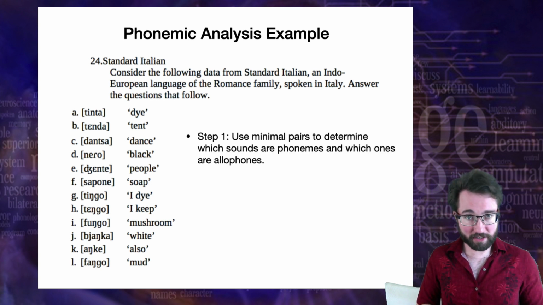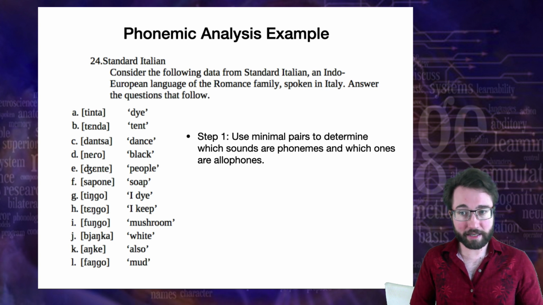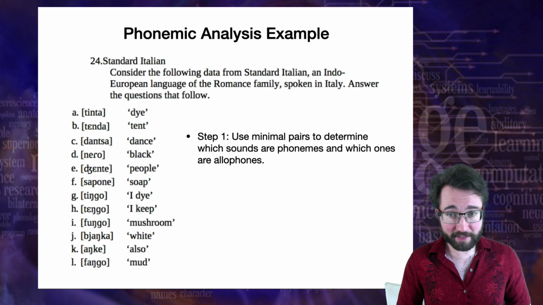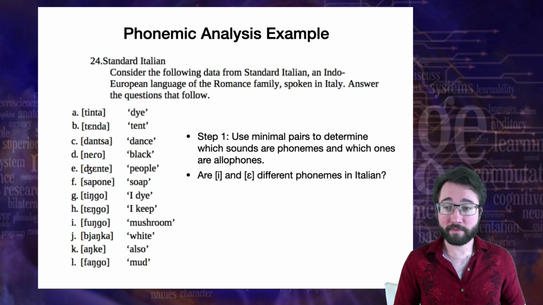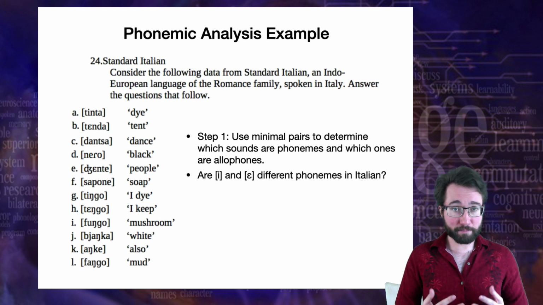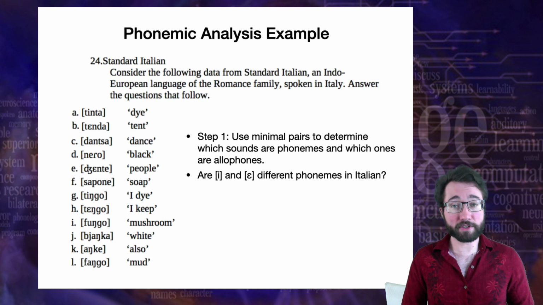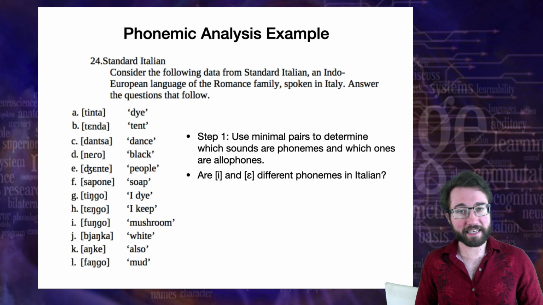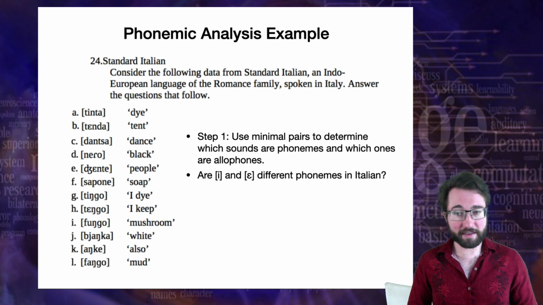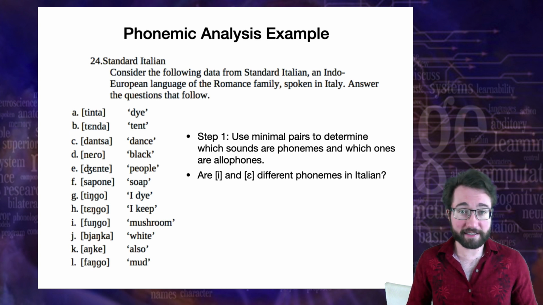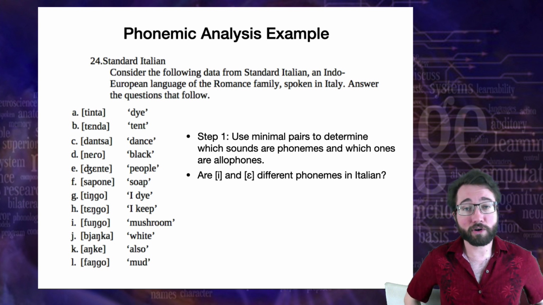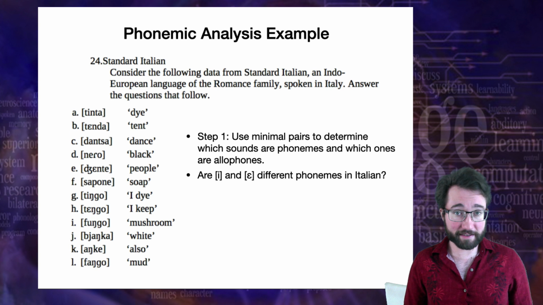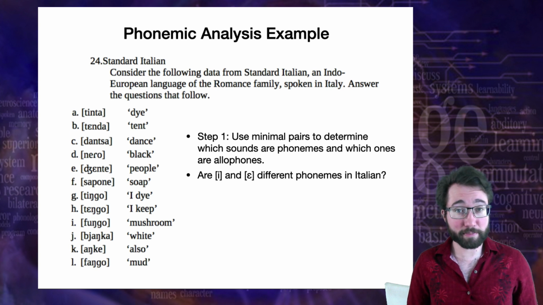So here's our data. Our first step is to use minimal pairs to determine which sounds are phonemes and which sounds are allophones. Here's a possible distinction that you might notice. So when you're transcribing the sounds of the Italian speakers, you notice that some words have the sound E, some words have the sound E, and you can see examples of those in the word list. And now the question is, are the sounds E and E different phonemes in Italian? We answer by looking for minimal pairs.